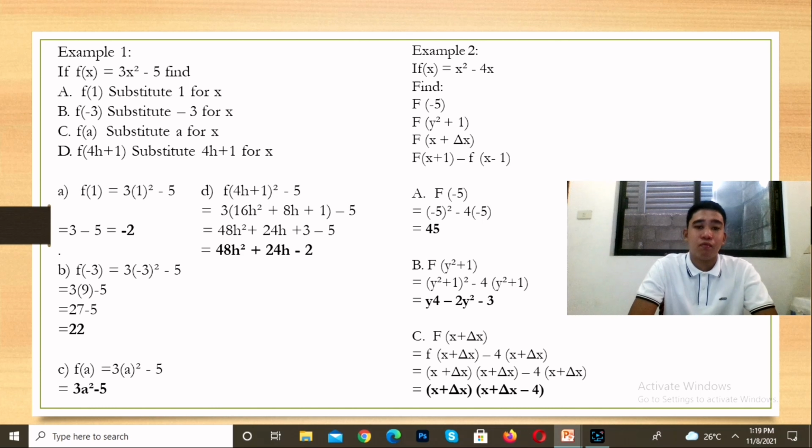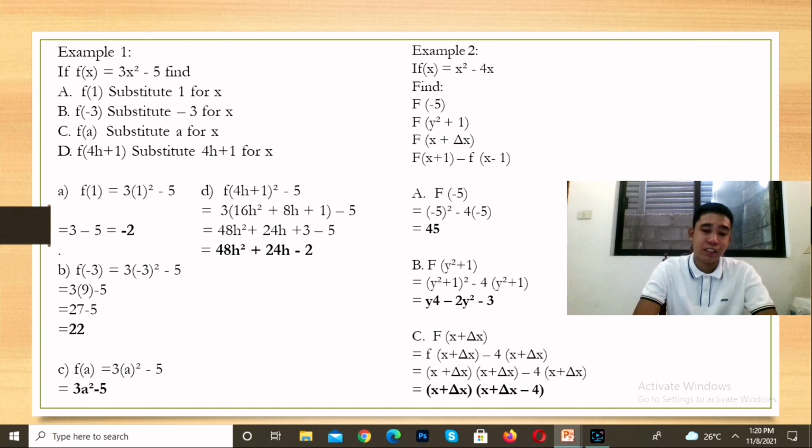Example number 2. If f of x equals x squared minus 4x, find f of negative 5, f of y squared plus 1, f of x plus delta x, and f of x plus 1 minus f of x minus 1. At first, f of negative 5: substitute negative 5 to x squared minus 4x, so negative 5 squared minus 4 times negative 5. So the final answer is 45. B, f of y squared plus 1: y squared plus 1 squared minus 4 times y squared plus 1. Y raised to 4 minus 2y squared minus 3.